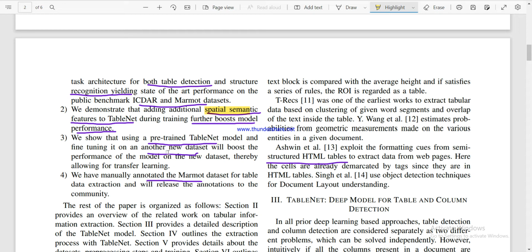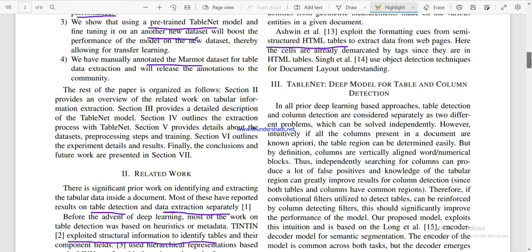Third, a pre-trained TableNet model fine-tuned on another new dataset will also boost the performance of the model on the new dataset. And the last one is that they manually annotated the Marmot dataset for table extraction, and they will release the annotations for the community. So this is all about the four contributions.